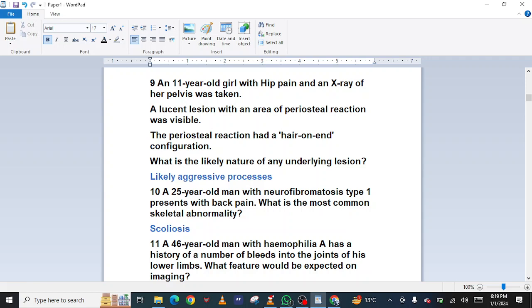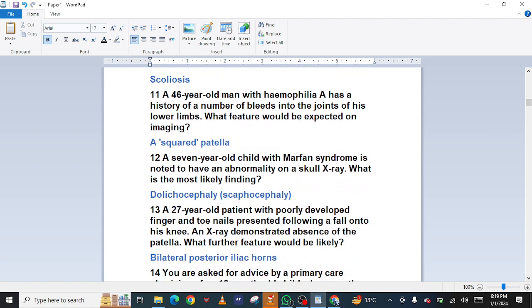10. A 25-year-old man with neurofibromatosis type 1 presents with back pain. What is the most common skeletal abnormality? Scoliosis. 11. A 46-year-old man with hemophilia A has a history of a number of bleeds into the joints of his lower limbs. What feature would be expected on imaging? A squared patella.